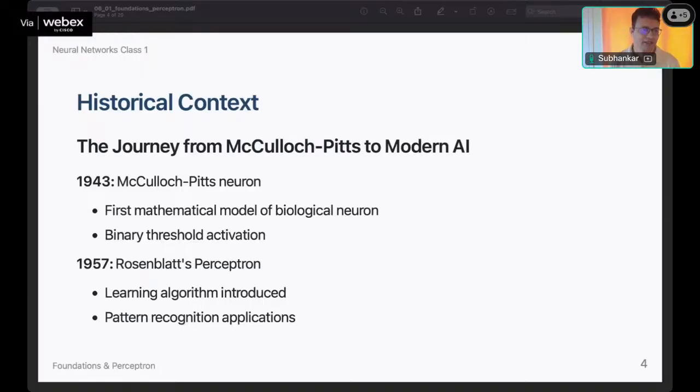The next came Rosenblatt's perceptron. They basically made it real, because McCulloch-Pitts was still a mathematical model. It was not formalized. Frank Rosenblatt actually built a machine called the Mark I Perceptron at Cornell. He introduced a way for a machine to learn the weights from examples. So this was probably the first learning algorithm introduced.